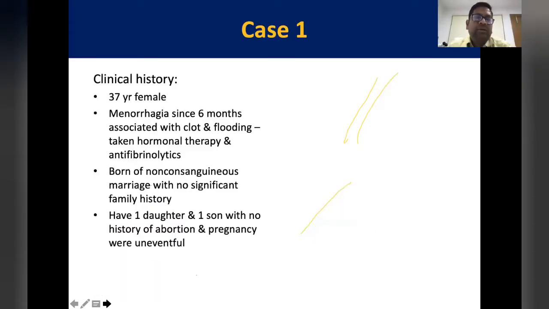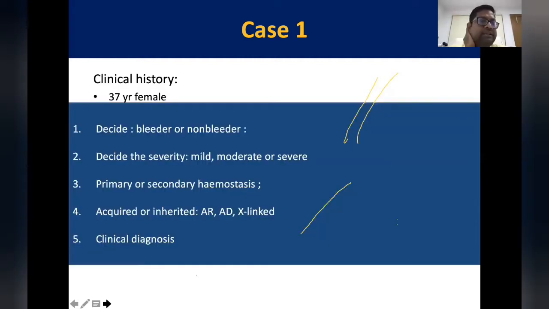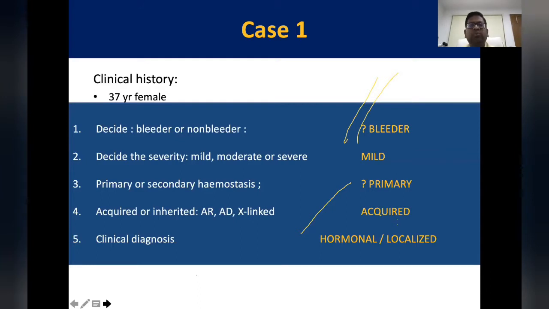So coming back to our case 1, the clinical history I have already told. With this, can you decide whether the patient is a bleeder or non-bleeder? What is the severity, and is it primary or secondary, acquired or inherited? If you think of bleeder or non-bleeder, query bleeder, the bleeding manifestation is just an acute onset manifestation at the age of 37 years, only menorrhagia is there. Only bleeding, so it can be a query bleeder.